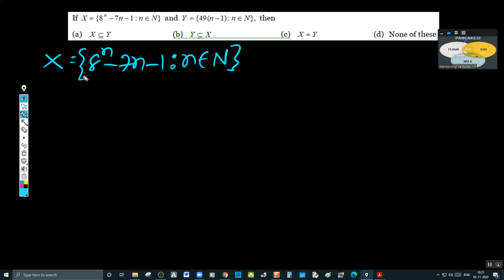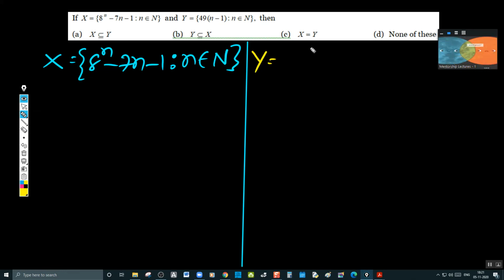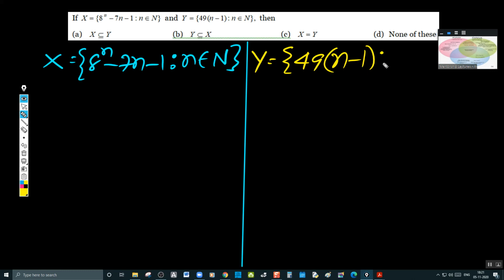You must take this. Sir, we can take it as 1. Yes, you have to start from 1. Now, y is 49 into n minus 1. And of course, here also n belongs to the natural numbers. Are you there? Sir, we can give values of n as 1 or 2. Sir, then we can get option C.